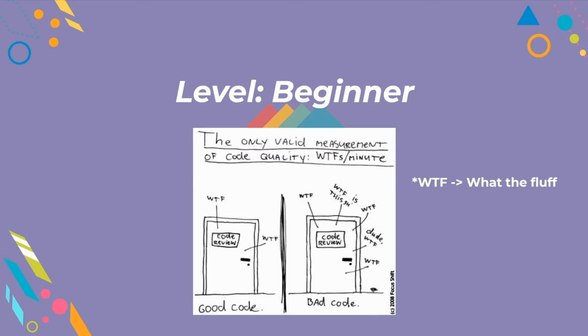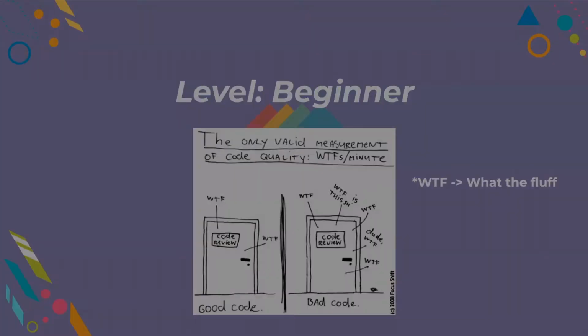This picture is just the left side, good code. People reading code go like, what the fluff, one or two. But bad code, you have your whole team asking what's going on here. So yeah, make sure you're on the left side. Yeah, especially if you get a dude. Dudes are bad.